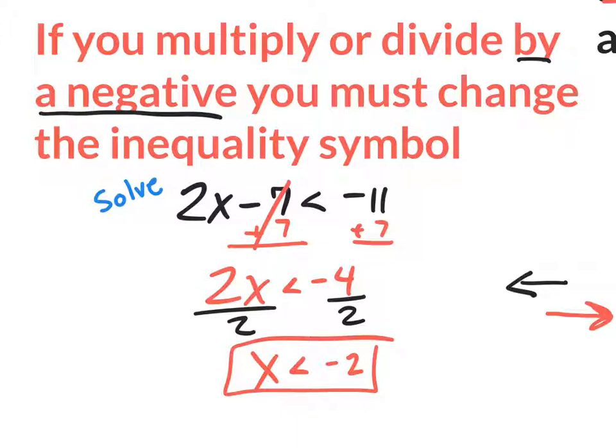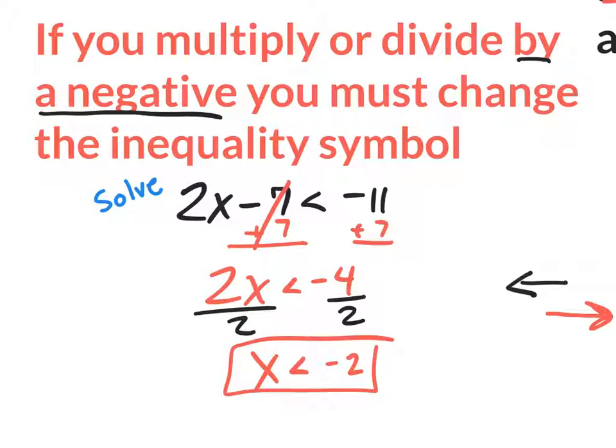Again, these are the only important notes for today. If you multiply or divide by a negative, you must change the inequality symbol. Right here, I added 7. I didn't multiply or divide by a negative. Even if I were to subtract 7, I'm still not multiplying or dividing by a negative. Right here on my last step, I divided by 2. I didn't divide by -2, so I don't flip it.